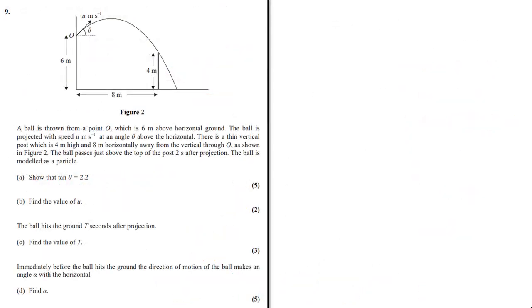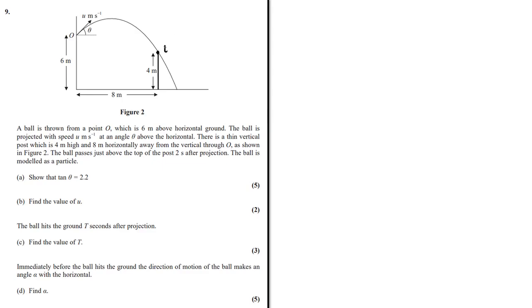Moving on to question 9 now, we have a question here on projectiles. And what we've got is a ball that's thrown from a point O, like we can see on the diagram here, which is 6 meters above horizontal ground. The ball is projected with speed u meters per second at an angle theta above the horizontal. There's a thin vertical post which is 4 meters high and 8 meters horizontally away from the vertical through O. And what we're told here is the ball passes just above the top of the post 2 seconds after projection.